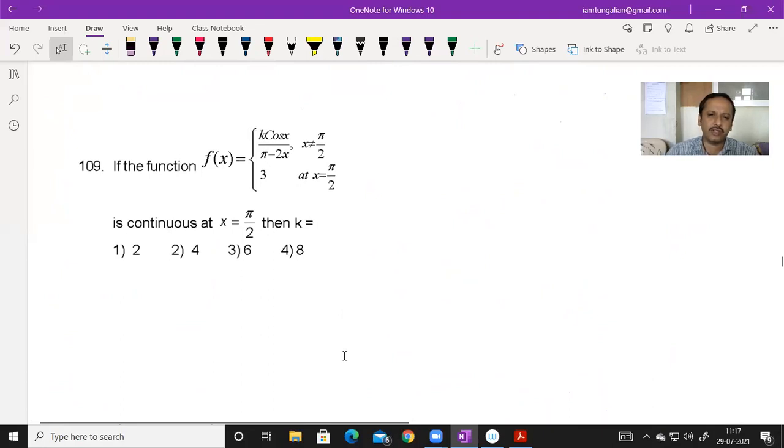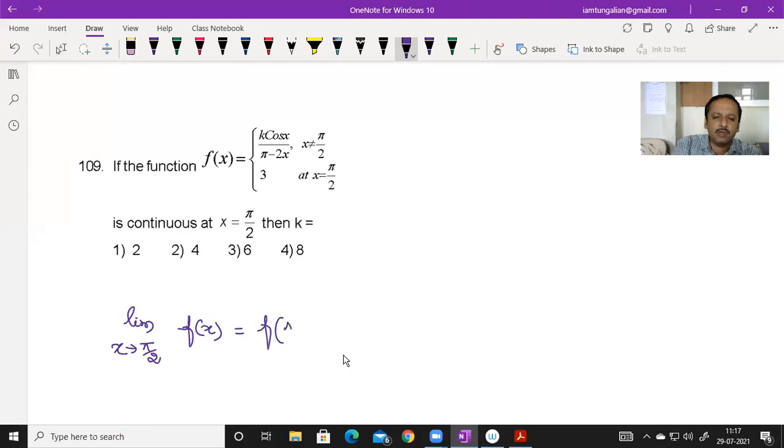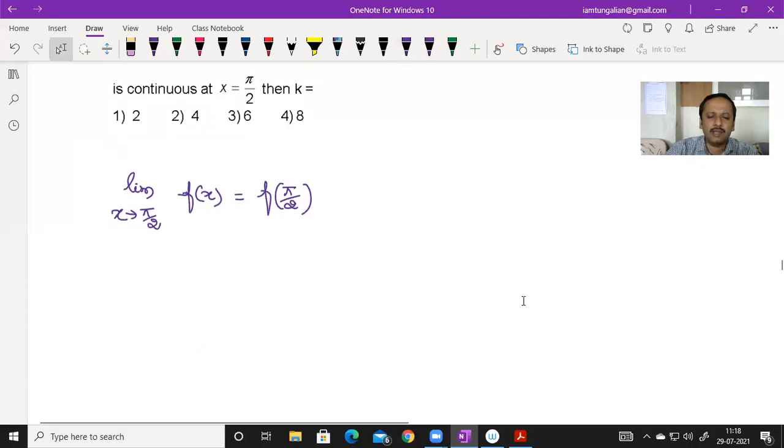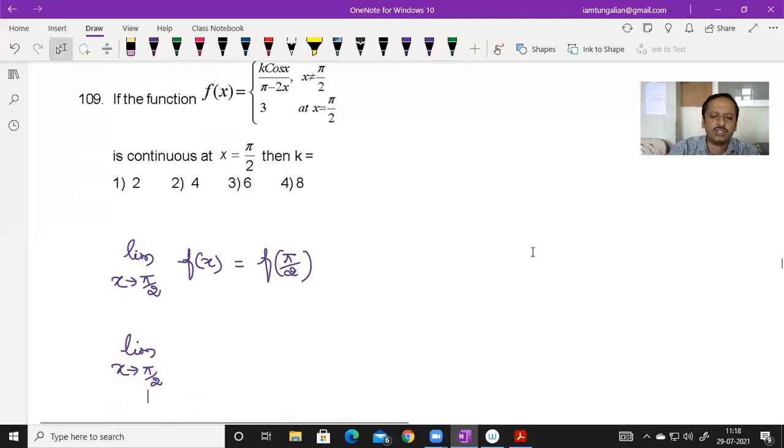Next question, 109. If the function f of x equal to k cos x by pi minus 2x when x not equal to pi by 2 and 3 when x is equal to pi by 2 is continuous at x equal to pi by 2, then k is equal to. It is continuous, very similar to the earlier problems. It is continuous at x equal to pi by 2 means limit x tends to pi by 2 f of x is equal to f of pi by 2. f of x is k cos x divided by pi minus 2x. That is equal to f of pi by 2, which is 3.